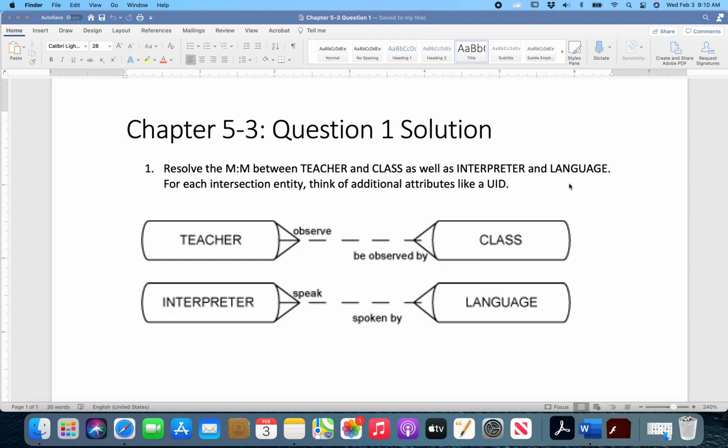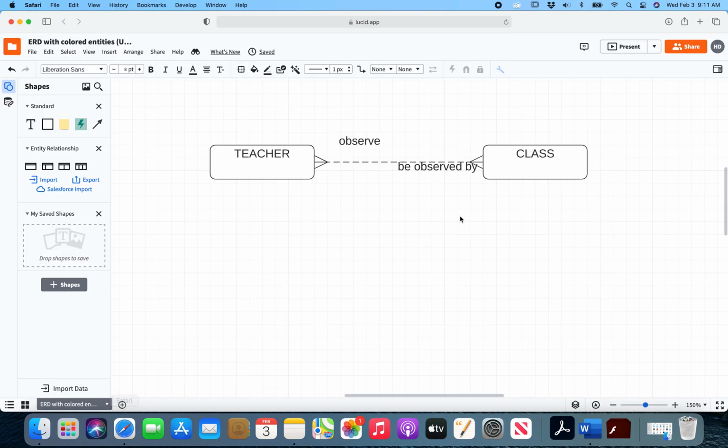For each intersection entity, think of additional attributes like a UID. So they've given us two many-to-many relationship diagrams. Now, these are separate, so this is actually a two-part question, and we're going to start by working with the teacher to class many-to-many relationship, and I've already copied both of these into Lucidchart so that we can use them as a reference. So we'll just jump right in with this first many-to-many relationship.